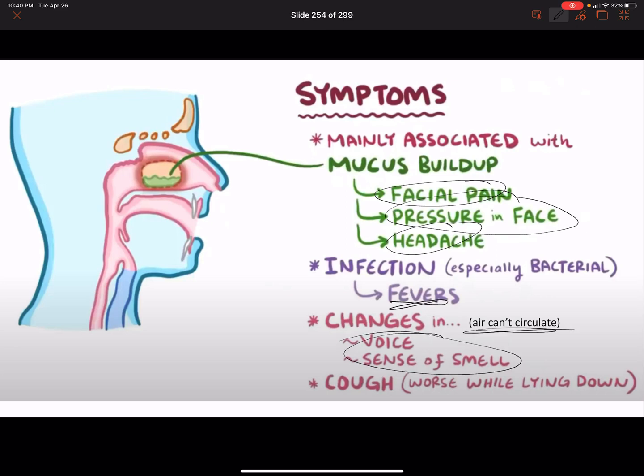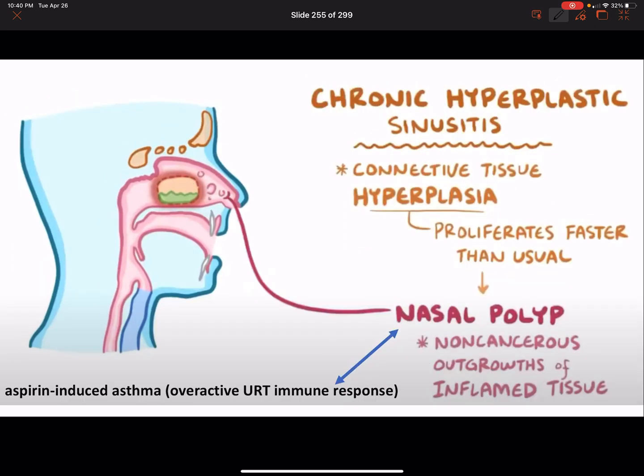So if air can't circulate, part of the reason that you sound the way you do is because not only does air coming in circulate in your sinuses, but air coming out can circulate in your sinuses as well, and it can get clogged up if there's too much mucus everywhere. And it might be worse when you're lying down because it allows more mucus to come back into your sinuses.